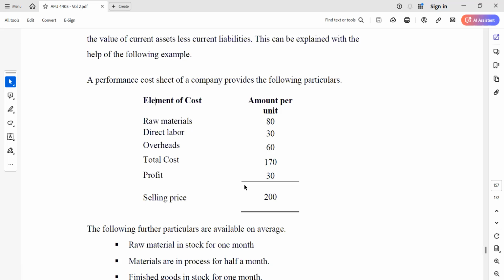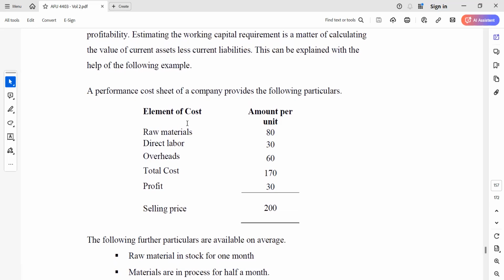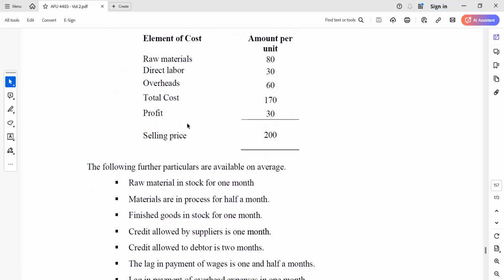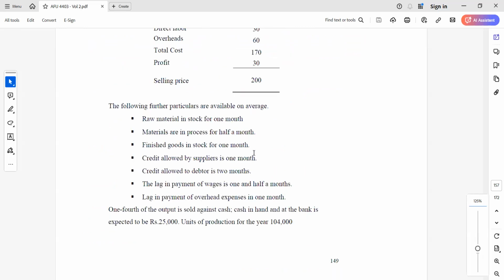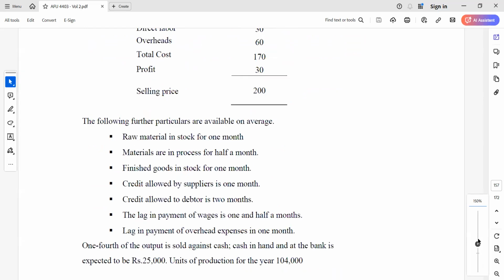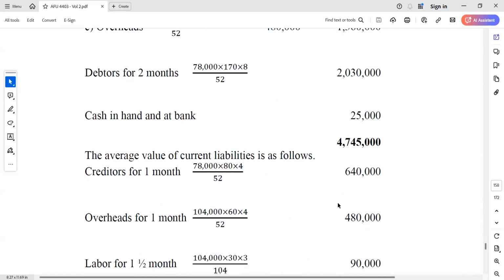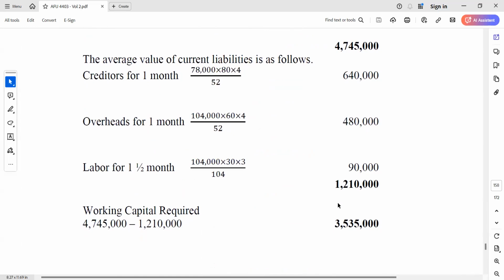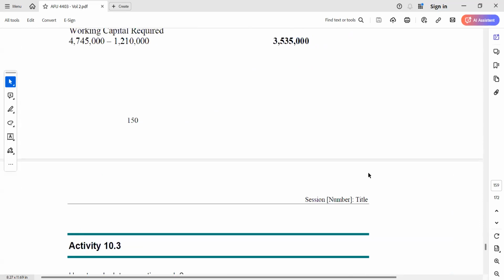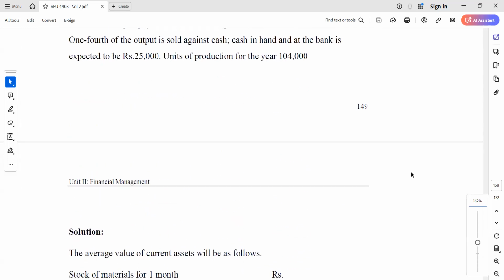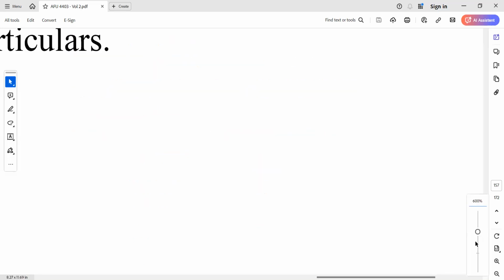Okay. Right. Now you are given a question to calculate the working capital requirement.